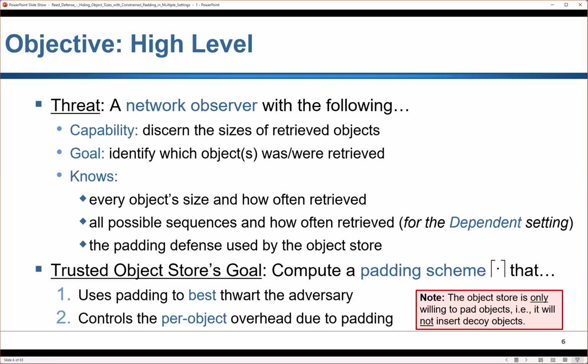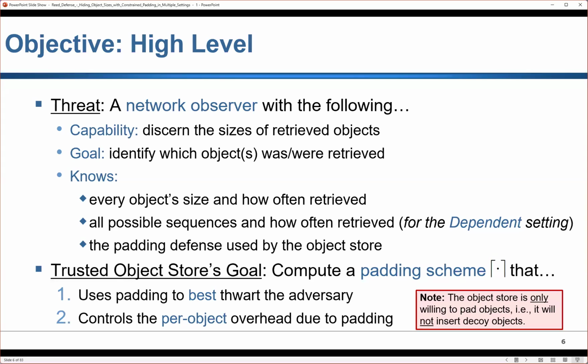So in words, the threat here is a network observer, again, can tell the sizes of objects that have been retrieved and wants to identify which objects have been retrieved. In the dependent setting, this adversary also knows all of the possible sequences and how often they are retrieved. The trusted object store's goal then is to compute a padding scheme. So padding is additional noise data that can be added to an object prior to sending it back to the client, so as to hide its actual size.